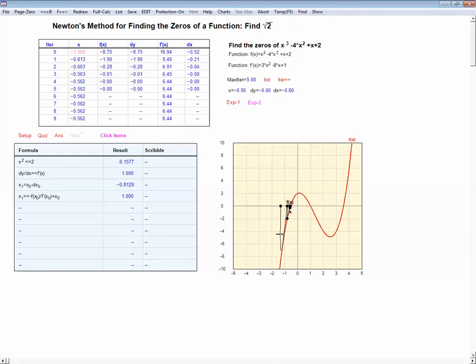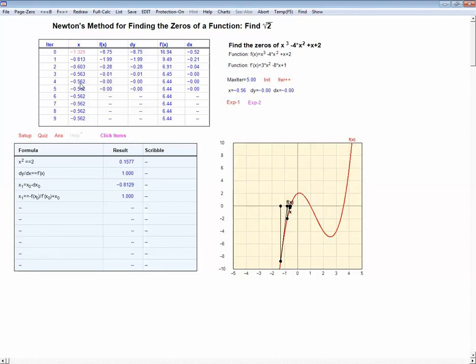And finally, this one here we can also approach. So we start here, and it zips down, and it shows that root is minus 0.562. So we can use this method to find cube roots, square roots, 4th roots, any root that you want.